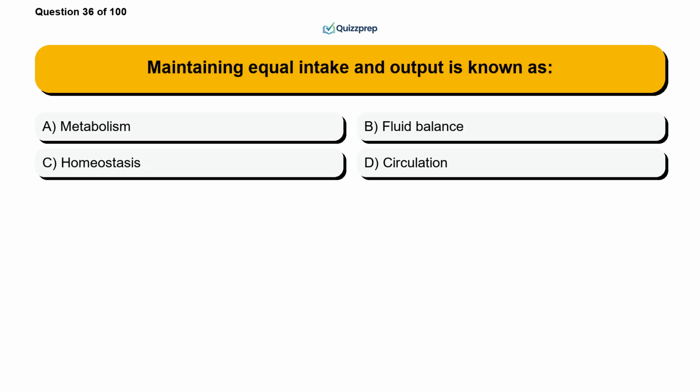Question 36. Maintaining equal intake and output is known as Option A, metabolism. Option B, fluid balance. Option C, homeostasis. Option D, circulation. The correct answer is option B.